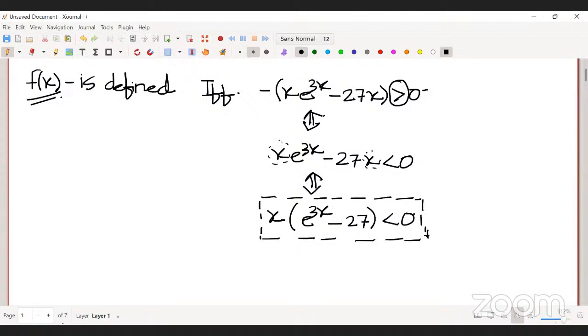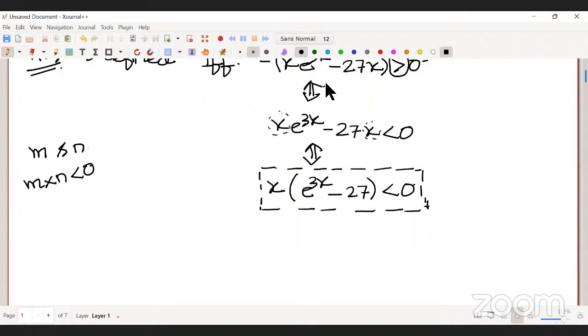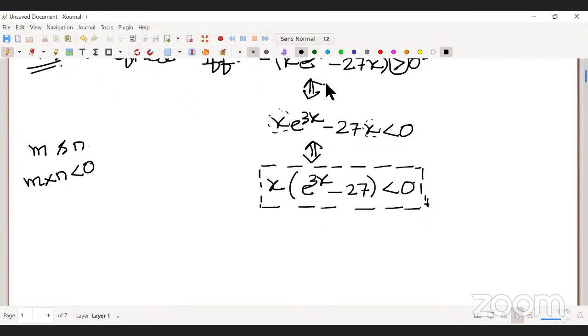So suppose you have two numbers, m and n, and suppose m times n is less than 0. So what are the possible signs of m and n? When can the product of two things be negative? M is negative and n is positive. So you have two options, right? Whatever he's saying, it's correct. So this is possible.